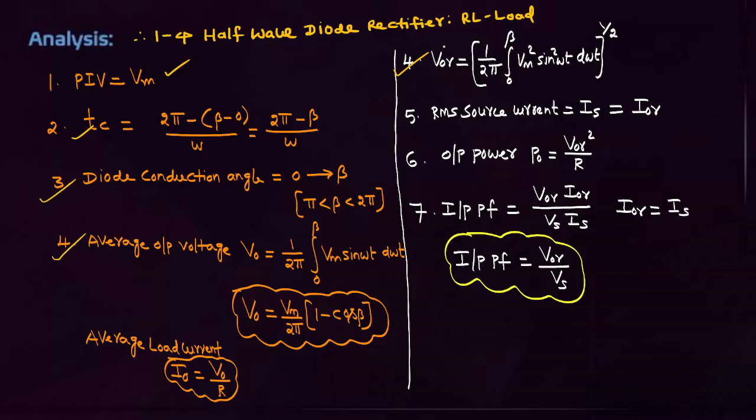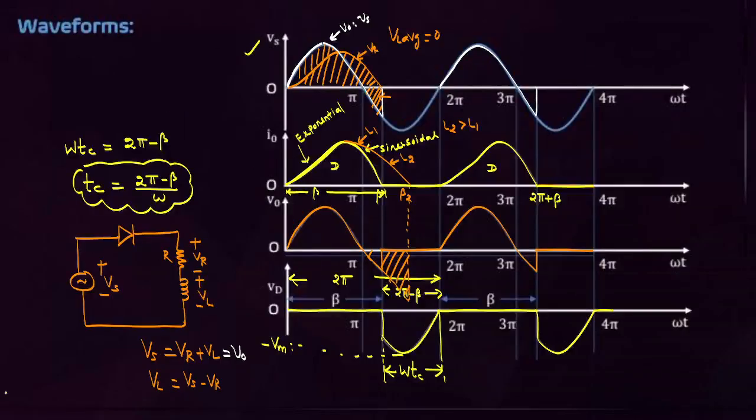And this is the RMS output voltage. This is the RMS source current, and this is the output power expression, because in discontinuous mode you have to use V naught RMS square by R. This is the input power factor, and input power factor equals V naught RMS by. And these are the waveforms with respect to RL.